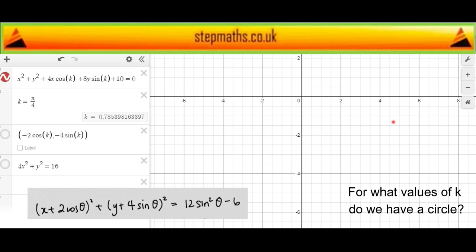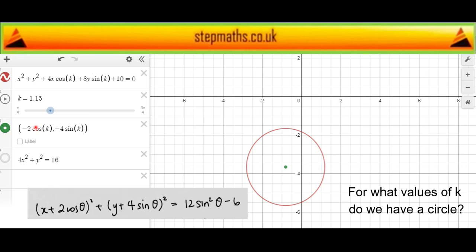So in the course of solving this question, we actually find that the range you get circles for is k or theta between pi over 4 and 3 pi over 4, but they're strict inequalities. So what actually happens when k equals pi over 4? Well, essentially, you just get one point here, because the point minus 2 cos pi over 4, minus 4 sine pi over 4 does satisfy this equation. However, no other points do. So you don't get a circle, you just get a singular point, and similar happens for 3 pi over 4 on this side.